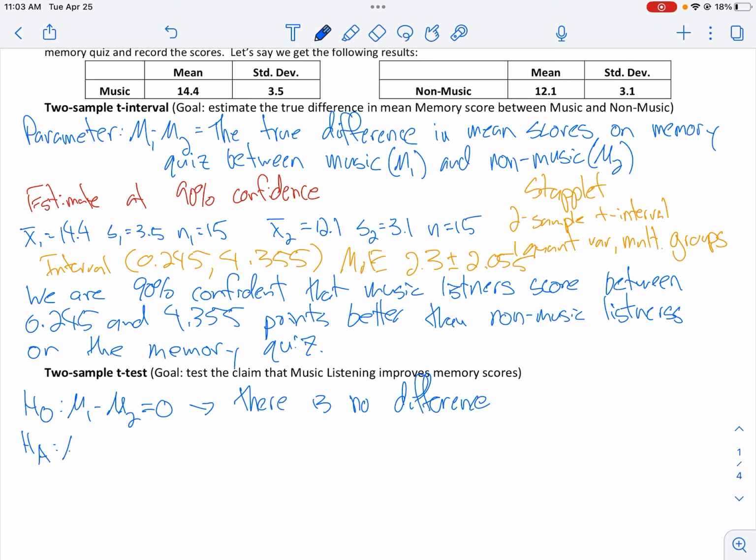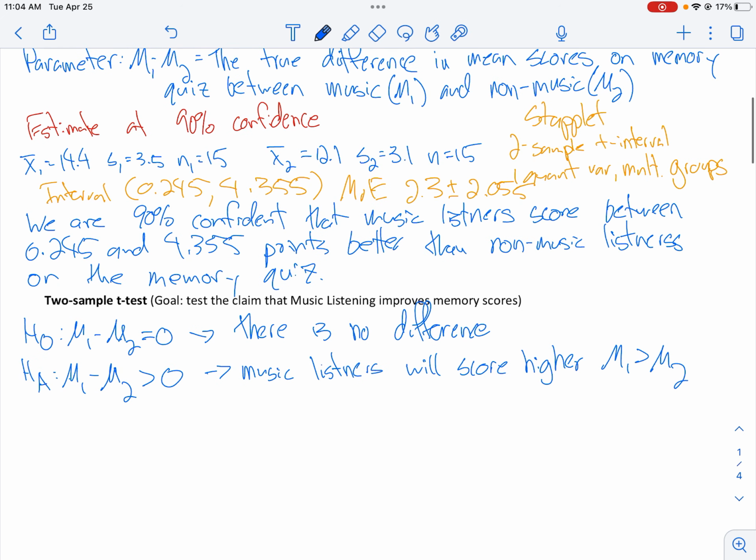And then our alternative hypothesis is what you're hoping to prove. In this case, generally you put your mu1 as the one that you think is going to be better. So in that case, we're going to state that mu1 minus mu2, our difference in means, is going to be greater than 0. And what this is stating is that music listeners will score higher. All right, essentially stating that mu1 is greater than mu2.